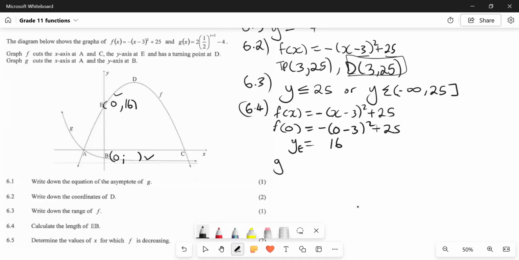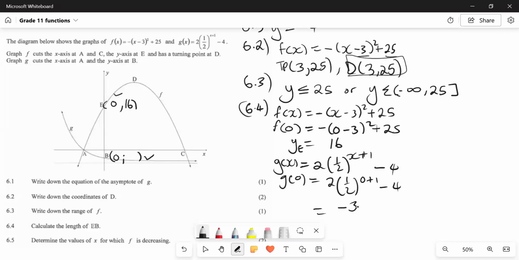The same applies to point B. Now we need to use the graph of g, because point B lies on the graph of g, which is our hyperbola. So we have g of 0, which is 0 plus 1 minus 4, which will give us -3, right?